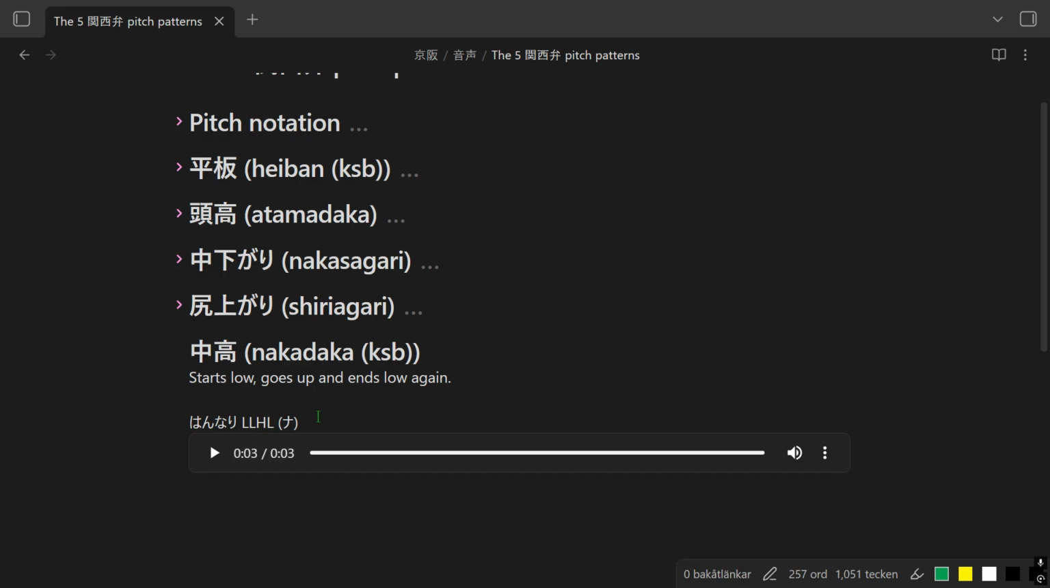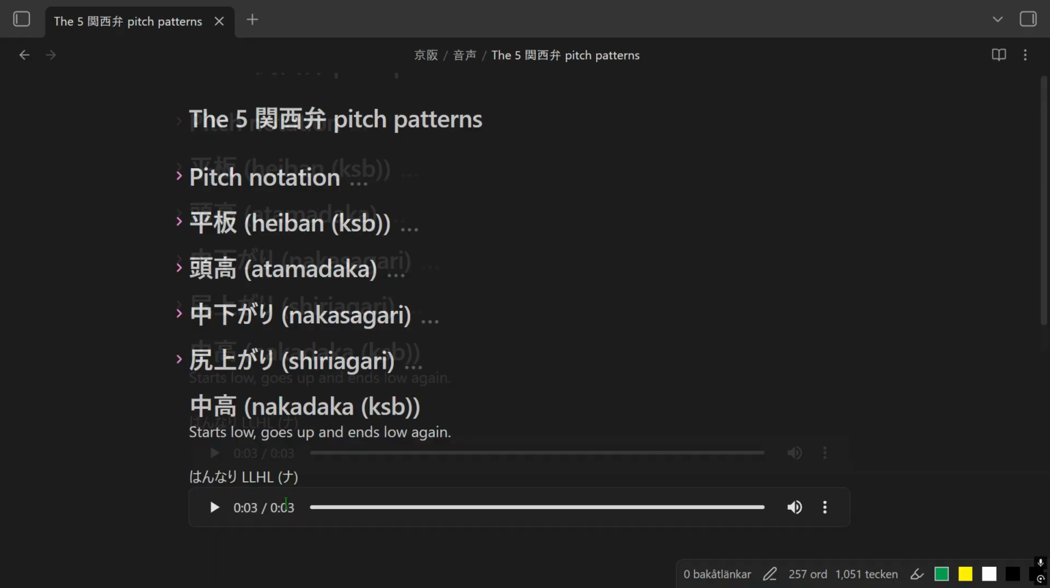So, as you can hear, I think this is a pretty distinct sound as well. It almost sounds stressed if you're not used to Kansai Ben pitch. But listening for this is pretty much the same process as listening for nakadaka in standard Japanese. So if you have that down, I don't think this pattern will be very hard either.